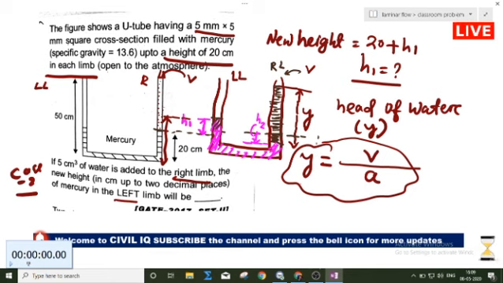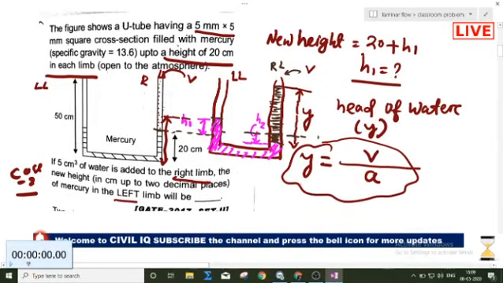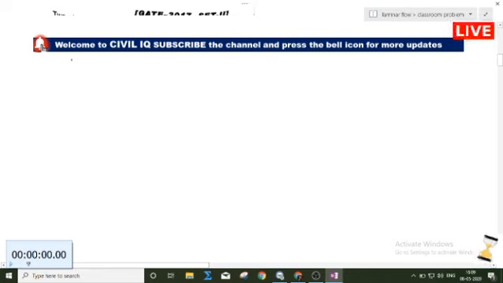So now we have to find out the pressure. Suppose I am taking this one as my reference axis. Let me draw this figure again so that you will get a clear idea. So this is my U-tube manometer.